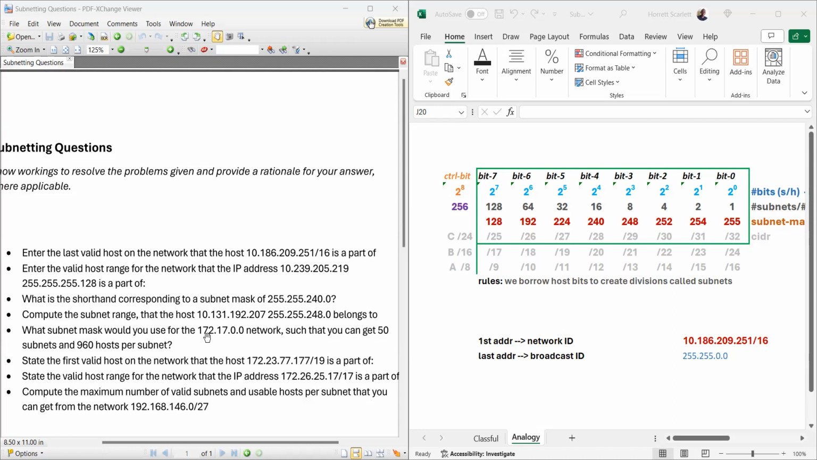Yeah. So the question is still on the floor. Given that this is a class A IP address, and the CIDR notation says /16, then what does this tell us from a subnetting perspective?